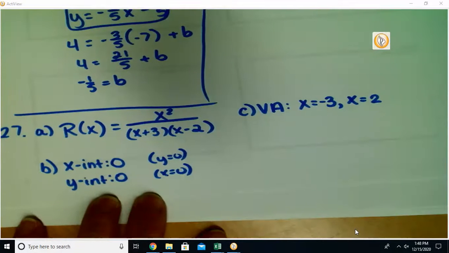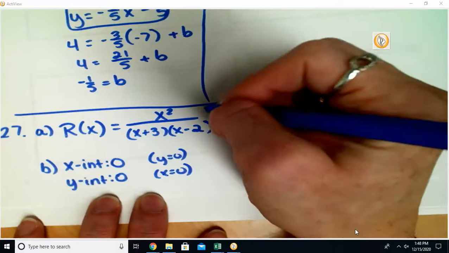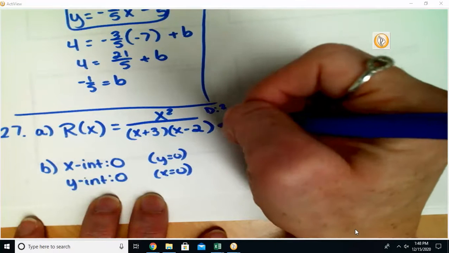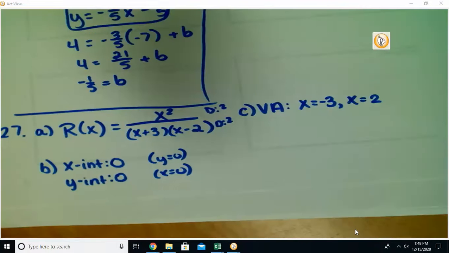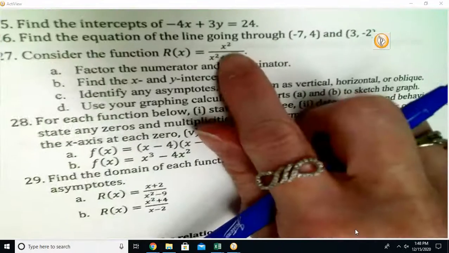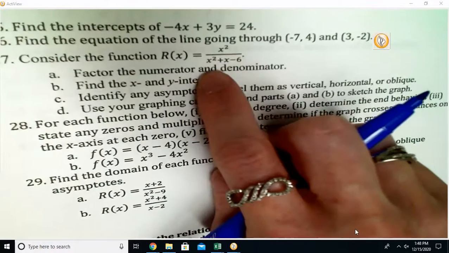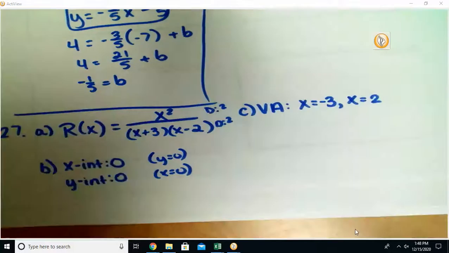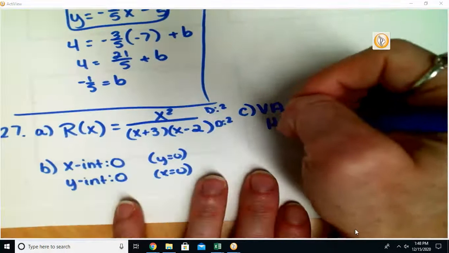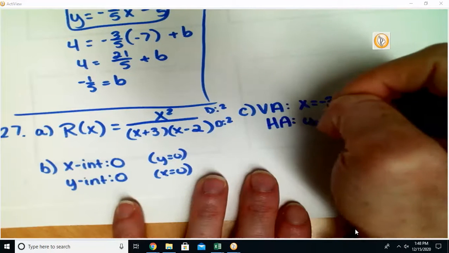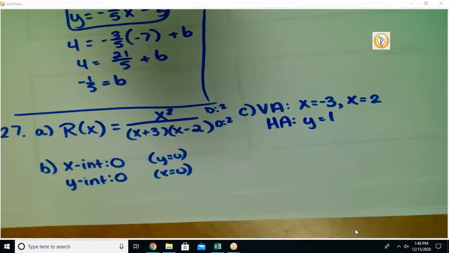Okay, now we decide horizontal or oblique. What's the degree of the top? 2. And the bottom? 2. If the degree is the same, then the shortcut was just divide the leading coefficients. So you have a 1x squared and a 1x squared. So 1/1 is 1. So horizontal, y equals 1. You need to know those asymptote rules. I'll probably try to review that again tomorrow, but make sure you know those.